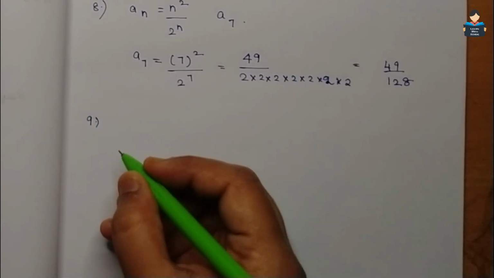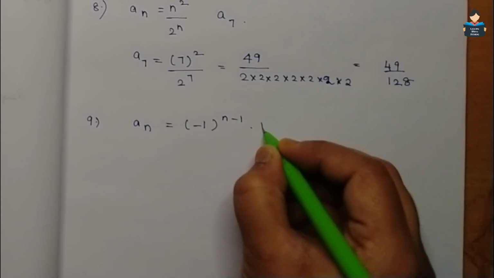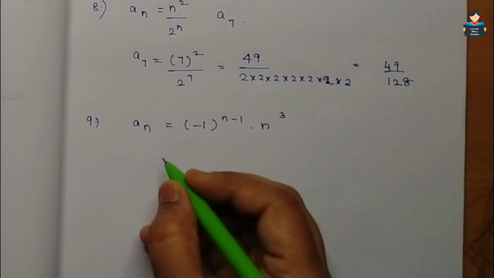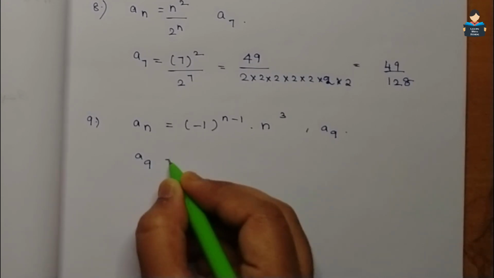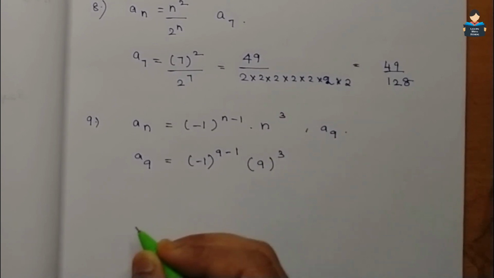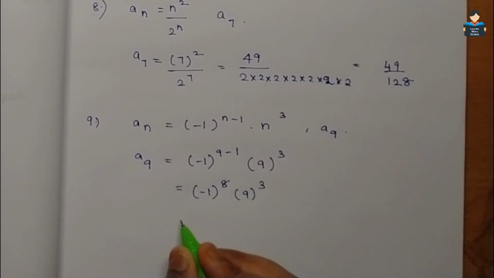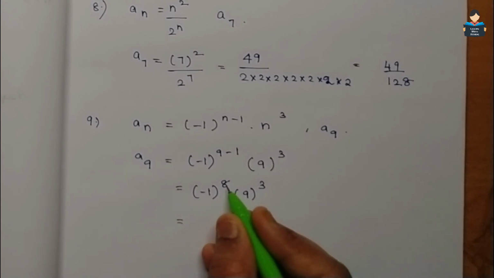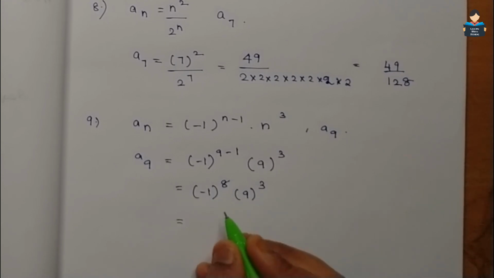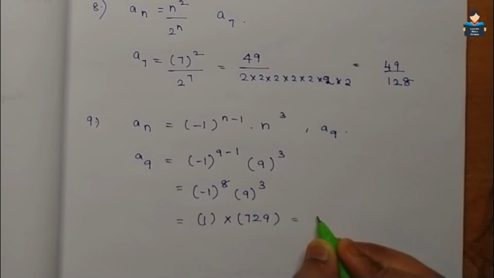In the 9th question, a_n is equal to minus 1 the whole power n minus 1 into n cube. We have to find a9. So a9 is equal to minus 1 the whole power 9 minus 1 into 9 the whole cube. So minus 1 the whole power 8 comes into 9 cube. Minus 1 to the power 8, since the power is even, the negative sign becomes positive. So here it is 1 into 9 cube. 9 cube is 729. So the answer for a9 is 729. But next let us look at the 10th question.